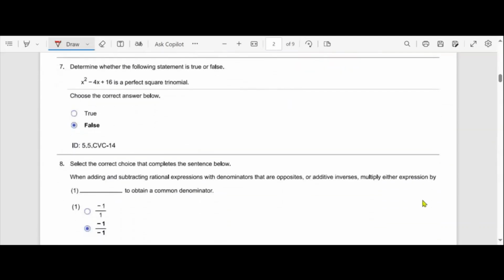Determine whether the following statement is true or false. X squared minus 4x plus 16 is a perfect square trinomial. Now 16 is what, 4 squared, right? Honestly, doctor, this question is tricky. Why tricky? Because, doctor, if you notice in this question, the sides 4 and 4 all equal 16. And 4 will work out.